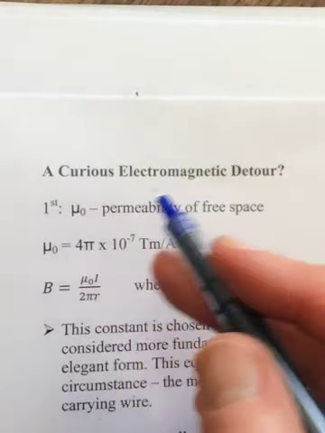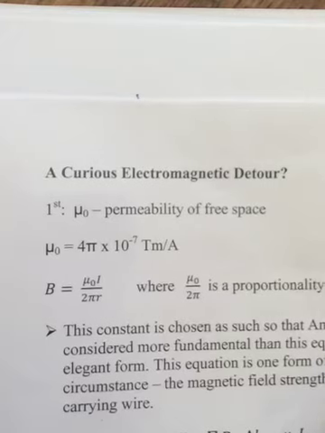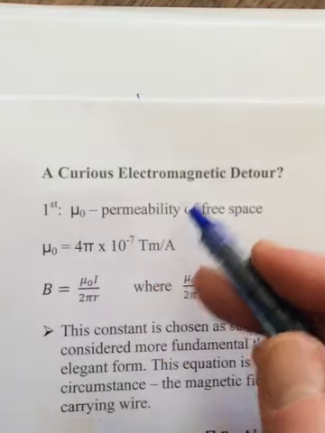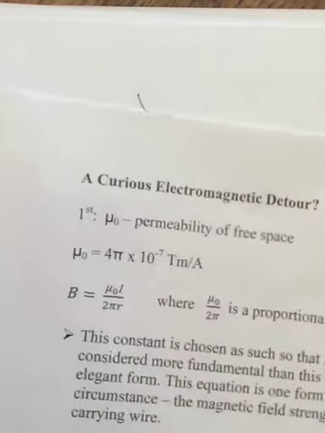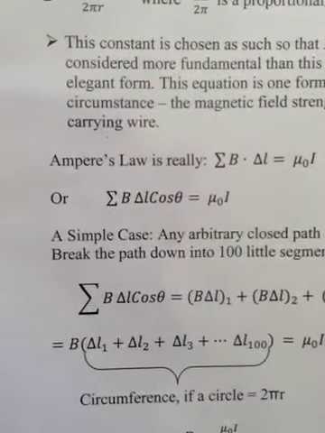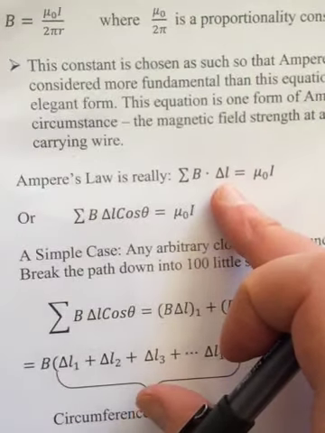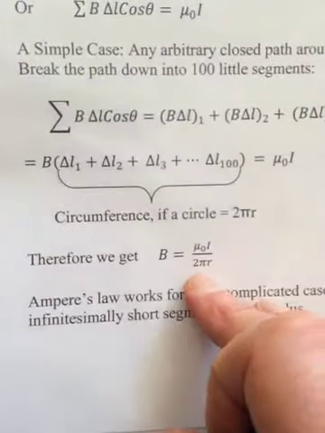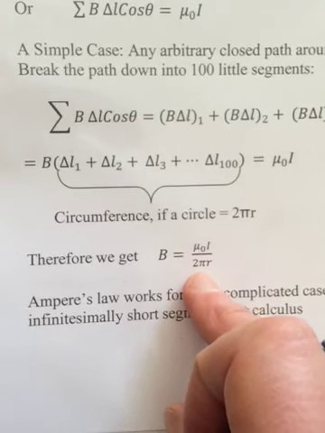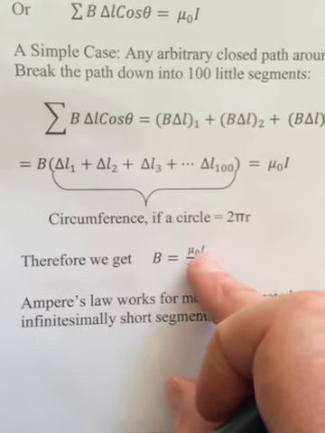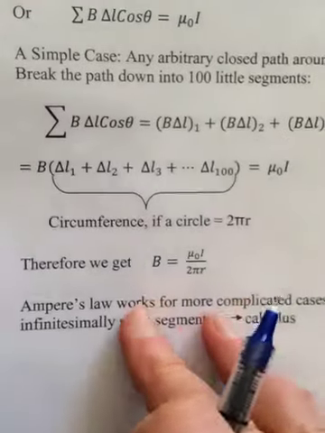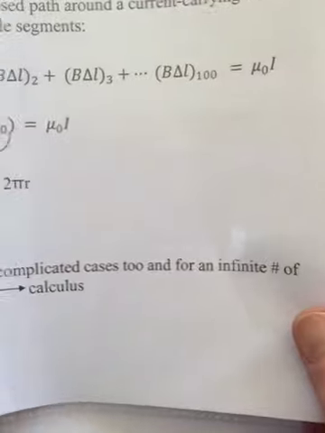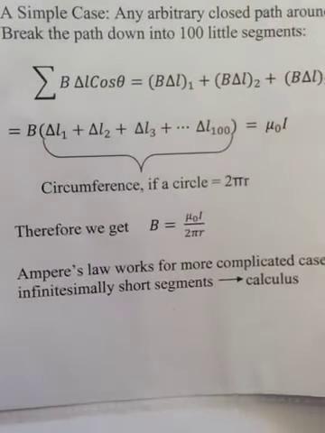Okay, in Friday's class we were talking about a curious electromagnetic detour, and we remembered that the permeability of free space was mu O. We talked about Ampere's law, that its real form looked like this. We used it to derive the form we were using earlier for figuring out the strength of the magnetic field some distance from a current carrying wire. And then we said it works for more complicated cases too, where there's an infinite number of infinitesimal short segments, and you get into calculus.